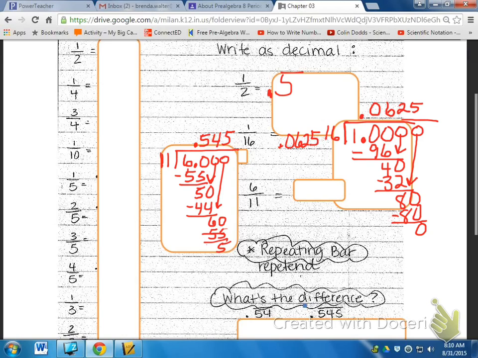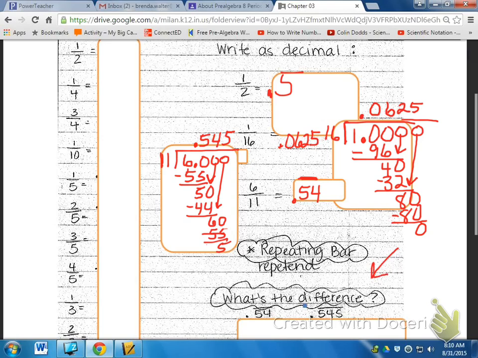Now what do we do? Keep going? It's just going to be the same. So what answer would you give for 6/11, do you think? Do you know? 0.54 repeating. Okay, now I need you guys to look at this right down here.